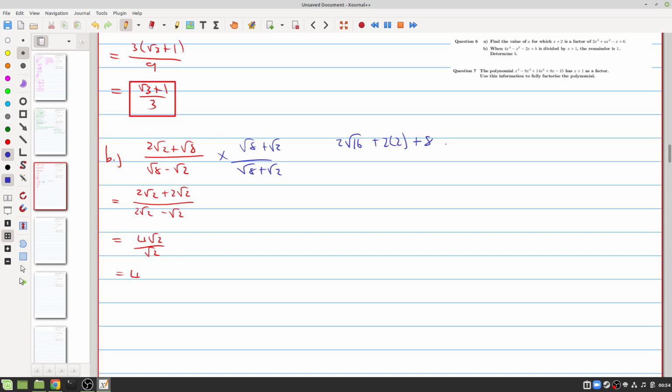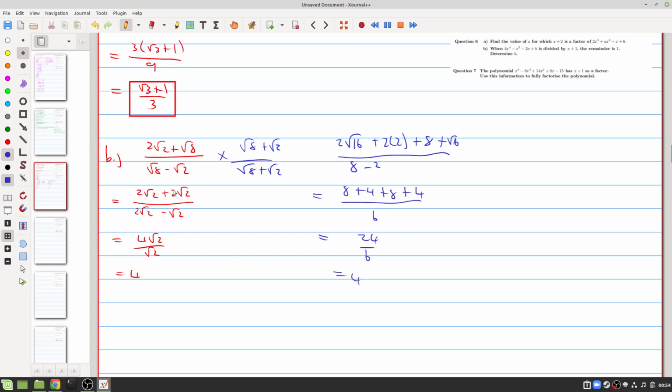And then square root 8 times square root 2 is again square root 16. Over, and then square root 8 times square root 8 is 8. And then minus square root 2 times square root 2 is 2. So that gives us square root 16 is 4. 2 times 4 is 8. Plus 4 plus 8 plus square root 16 is 4 again. Over 6. Okay, so 8 plus 4 is 12, plus 8 is 20, plus 4 is 24. 24 over 6 is also 4. So we see it works out to the same thing.